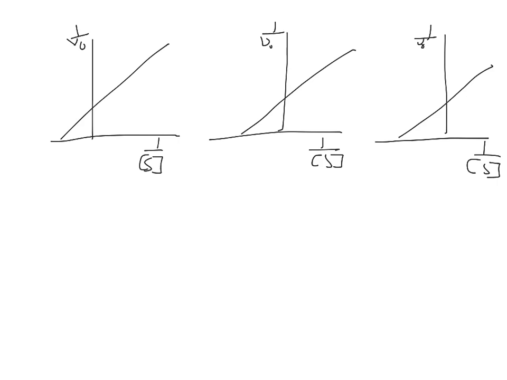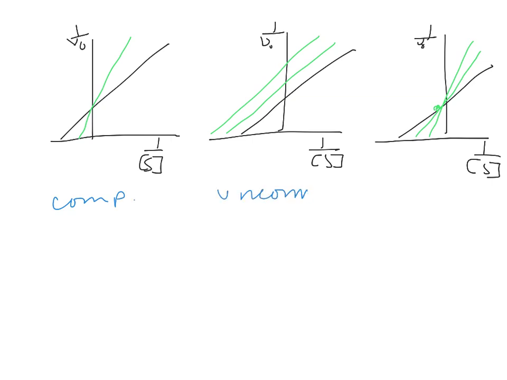For competitive inhibition, they will cross here at the y-intercept. For uncompetitive, the lines never cross. And for mixed, the lines will cross somewhere. I made that really close to the x-axis, but the lines will cross in the negative x, positive y quadrant. So again, this is competitive, this is uncompetitive, and this is mixed.